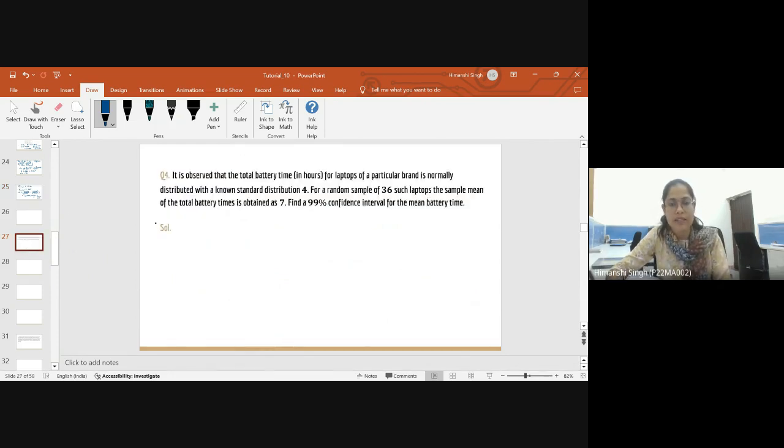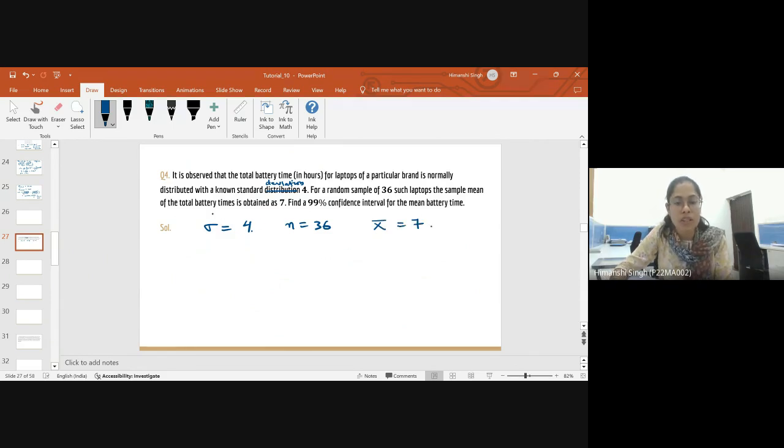Now we'll go towards the next one. It is observed that the total battery time for laptops of a particular brand is normally distributed with known standard deviation. So we have sigma to be 4. So here we know the standard deviation of the population. Now for a random sample of 36 such laptops, so n is 36 here. The sample mean of the total battery times is obtained as 7, so x bar is 7.